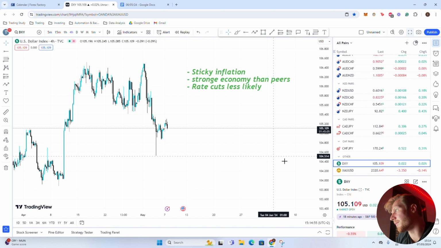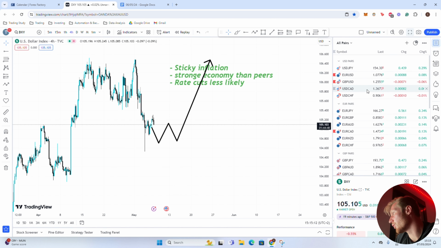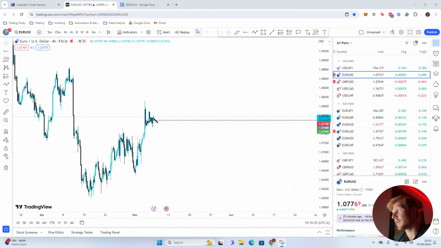Just got to wait for that 4-hour bullish market structure to form. Now, if we head over to some of the other currencies, so we'll head over to Euro USD, you will see that, again, it's very similar to the US dollar. We're still very much in a bearish downtrend, although we've seen this recent strength in Euro USD. Now, how I see it is we've had this strength, but we're still very much in this bearish market structure, and we're coming into strong levels.